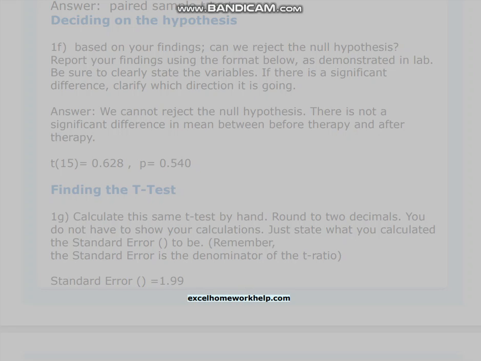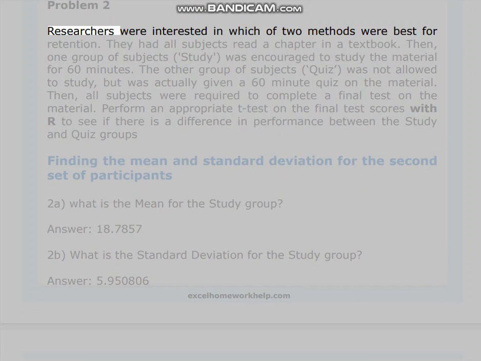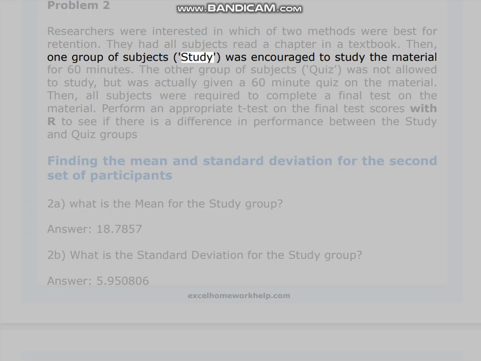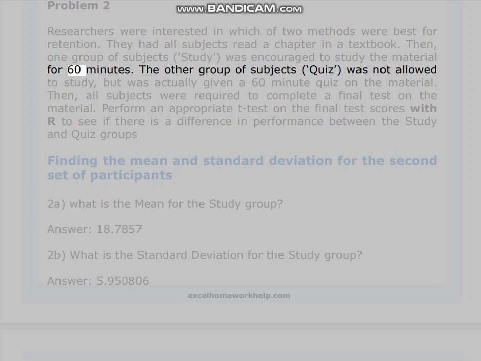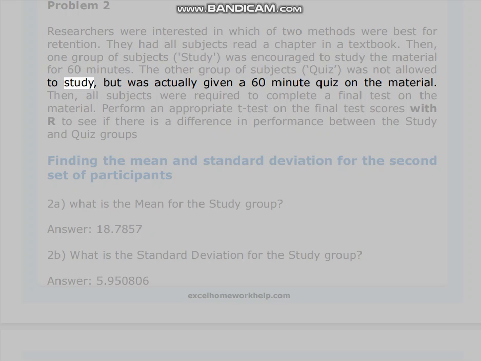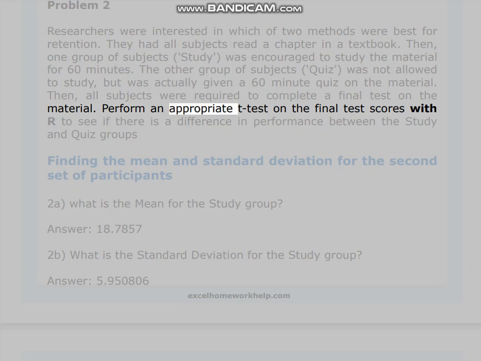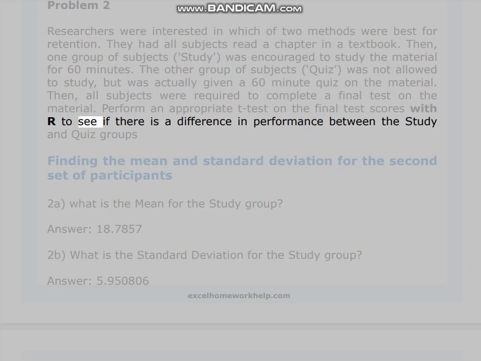Problem 2. Researchers were interested in which of 2 methods was best for retention. They had all subjects read a chapter in a textbook. Then, one group of subjects, study, was encouraged to study the material for 60 minutes. The other group of subjects, quiz, was not allowed to study, but was actually given a 60-minute quiz on the material. Then, all subjects were required to complete a final test on the material. Perform an appropriate t-test on the final test scores with R to see if there is a difference in performance between the study and quiz groups.